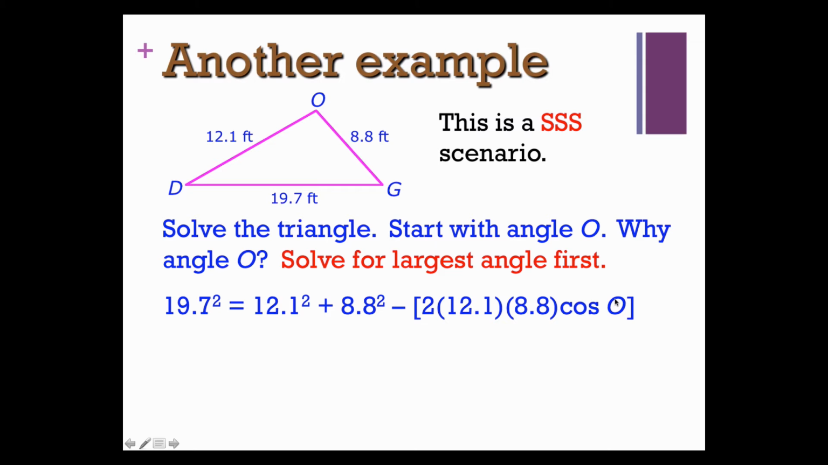Okay, so there is the setup of the problem. Now what we need to discuss, and in fact, we're gonna copy this onto a different screen, so I've got some working room here. Okay, so that was 19.7 squared equals, help me out, 8.8 squared plus 12.1 squared minus parentheses 2 times 8.8 times 12.1 times the cosine of O.